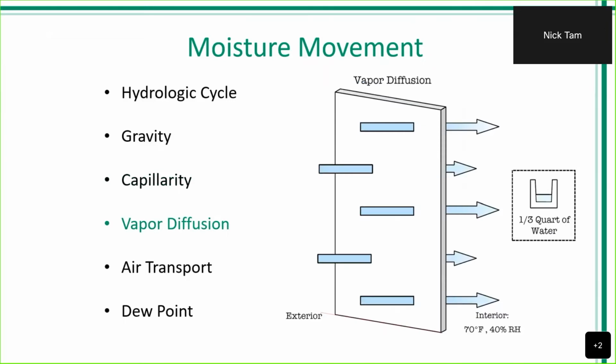We also have vapor diffusion. This is moisture in a gaseous state's ability to move directly through a building material. In this case, we have a piece of sheathing wall, and moisture from a vapor state is moving directly through it.